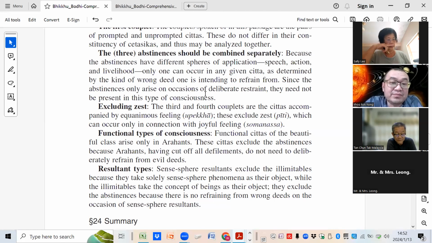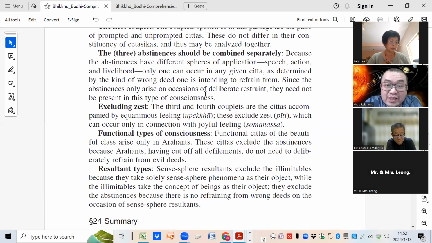Since the abstinences only arise on occasions of deliberate restraint, they need not be present in the type of consciousness. Excluding zest, the third and fourth couplets are the cittas accompanied by equanimous feeling, upekkha. This excludes zest, piti, which can occur only in connection with joyful feeling, somanassa. Functional types of consciousness. Functional cittas of the beautiful class arise only in arahants.